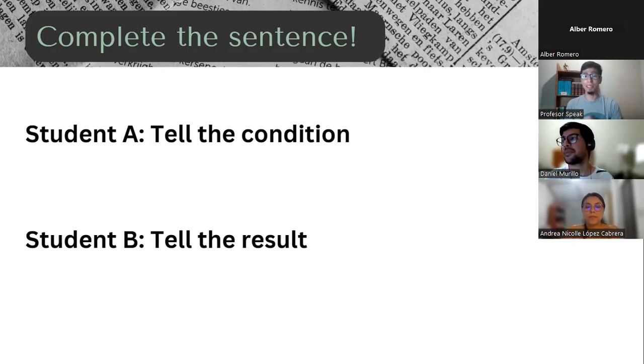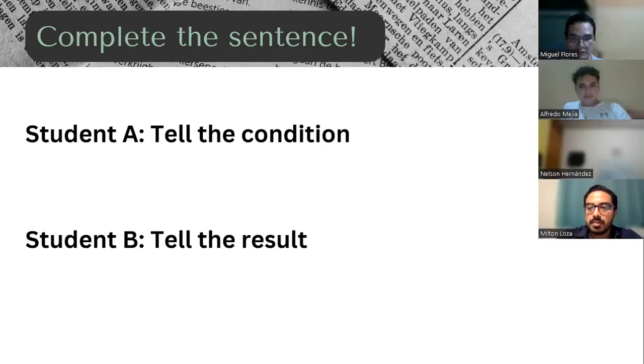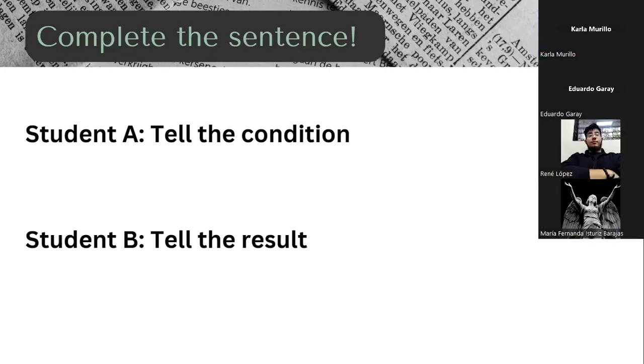Is this easier for everyone right now? Yes. Crystal clear. Perfect. Okay, let's see if that is true. Please, Eduardo Garay, tell me this is completely clear, coach.